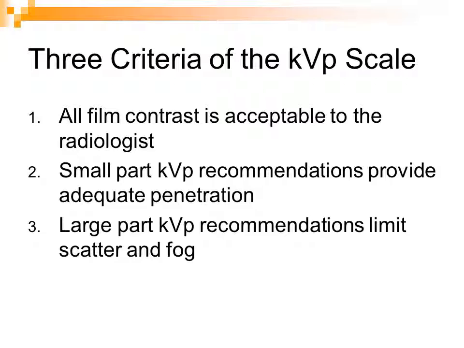So there are 3 criteria for the kVp scale. 1, all film contrast is acceptable to the radiologist. 2, small part kVp recommendations provide adequate penetration. And 3, large part kVp recommendations limit scatter and fog.